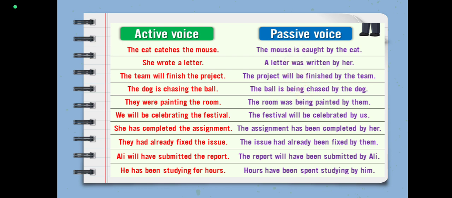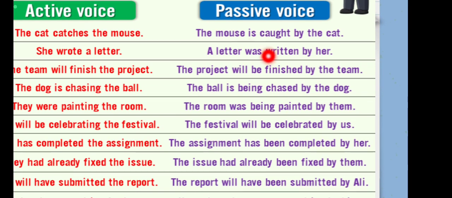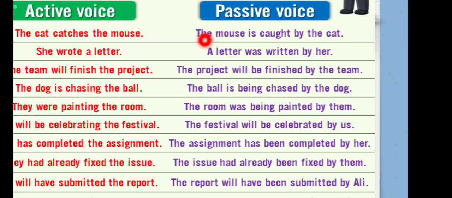Passive voice. It is not that hard. Let's take a look. Remember, we have the object, and after that we have a verb. So you just need to switch the position of the verb and the object. For example, the mouse is caught by the cat. So, is the mouse caught by the cat? Was a letter written by her? Will the project be finished by the team?